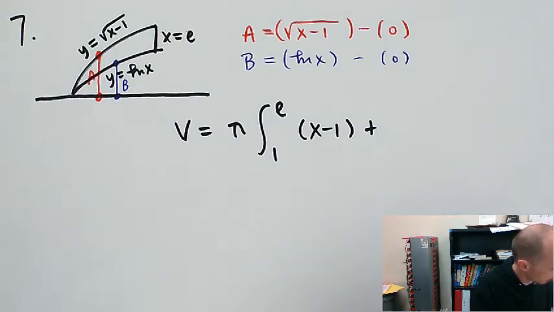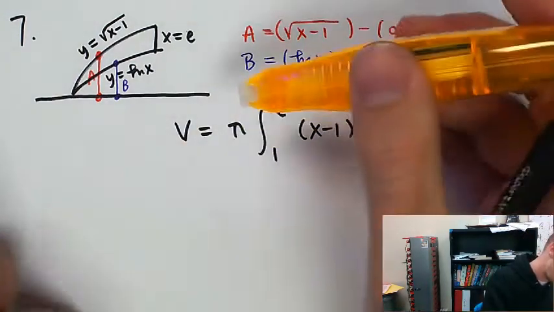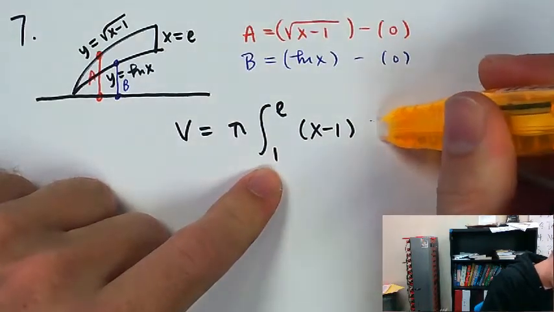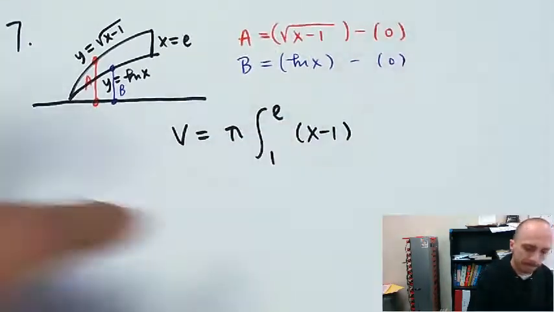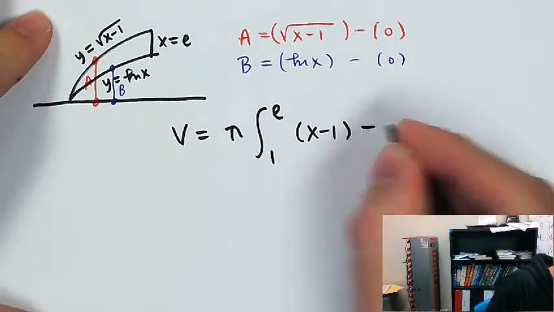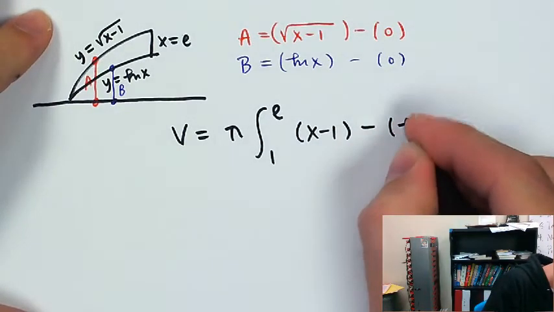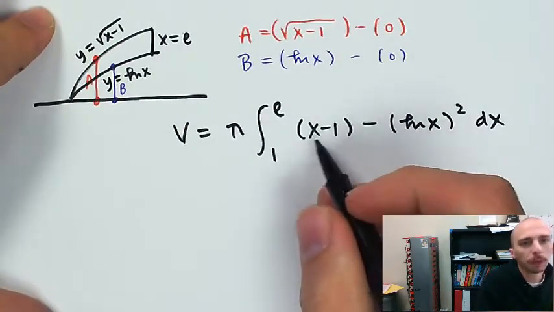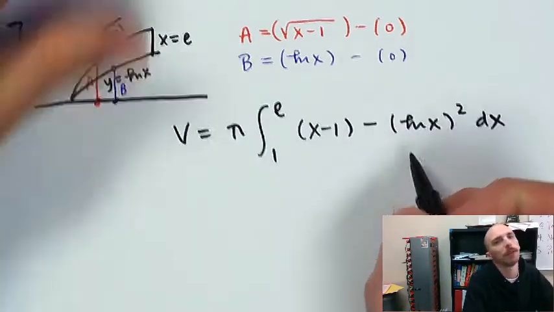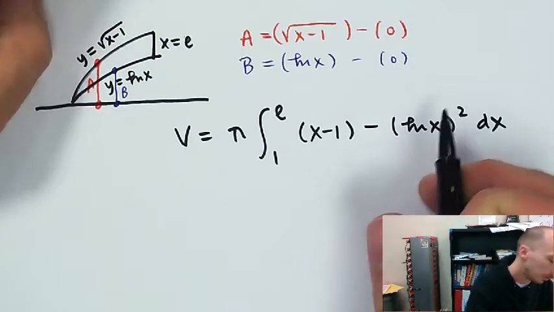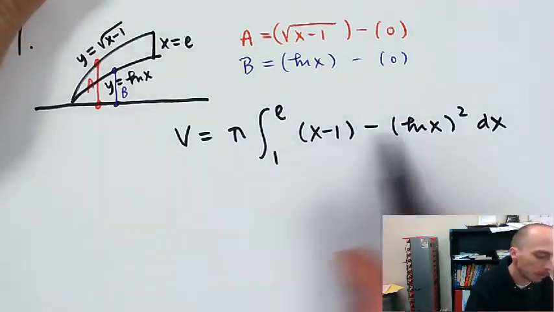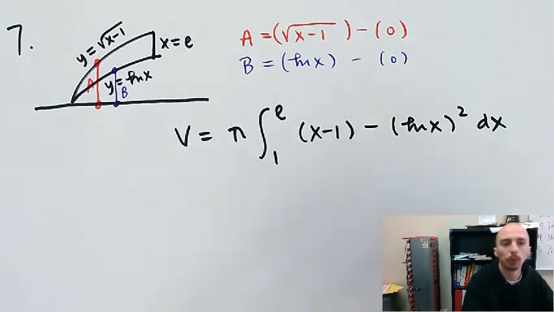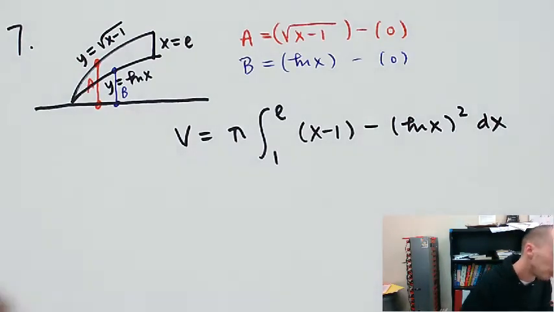Where's my eraser? There it is. Minus. Okay, and although this worked out really well, that is not going to be something that we have an antiderivative for in this class, so yeah, we're not going to be able to do this one by hand. This would require a calculator.